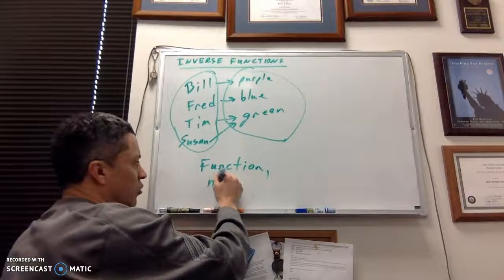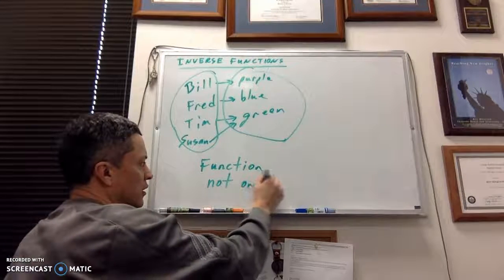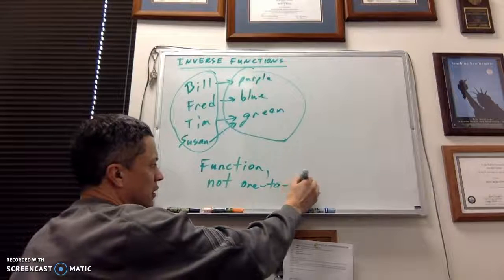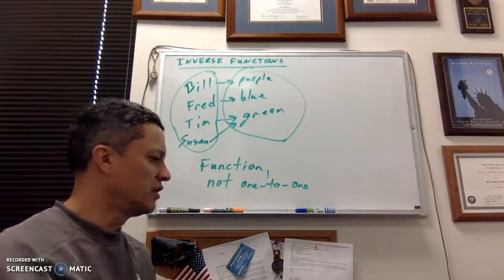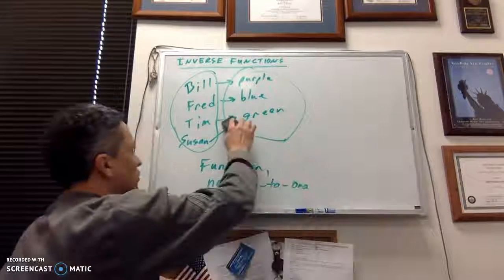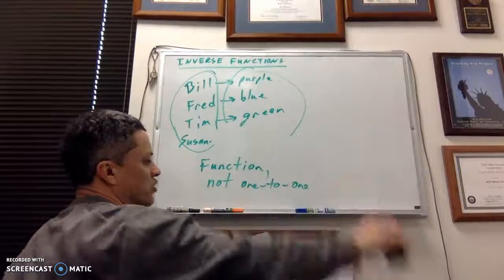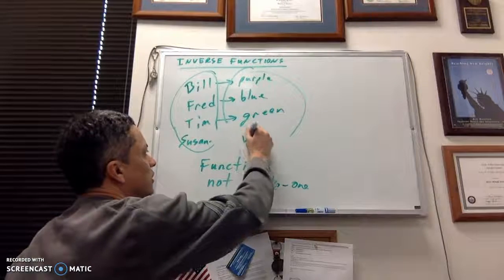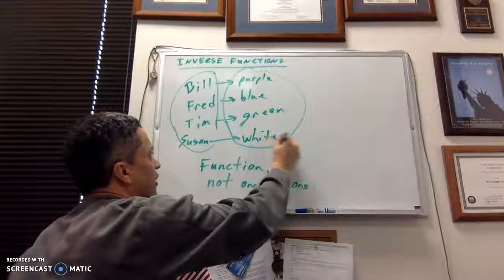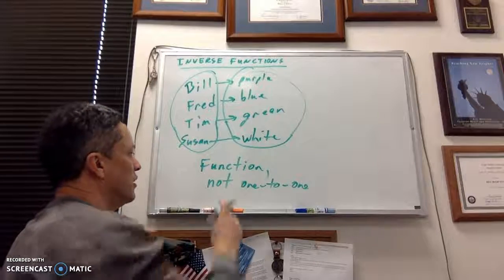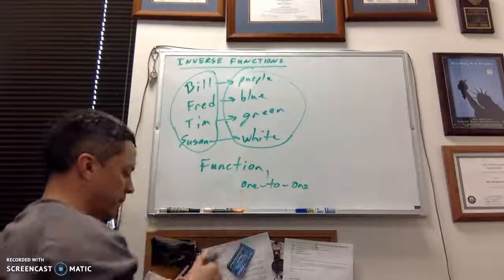Right now, it's not one-to-one. Okay, well, what would make this a one-to-one function? Well, it'd be a one-to-one function if Susan decides she likes white instead of green. There. Now I've got a one-to-one function.